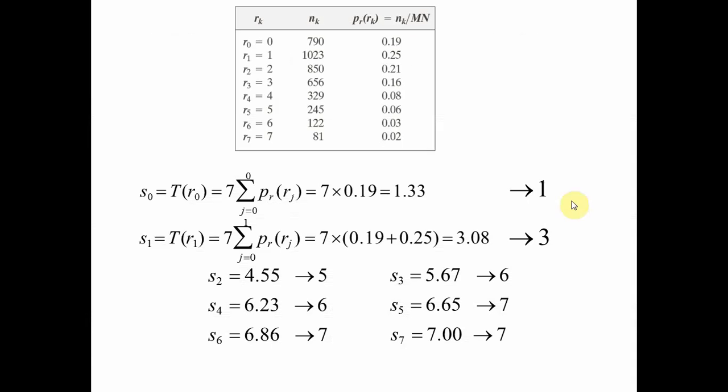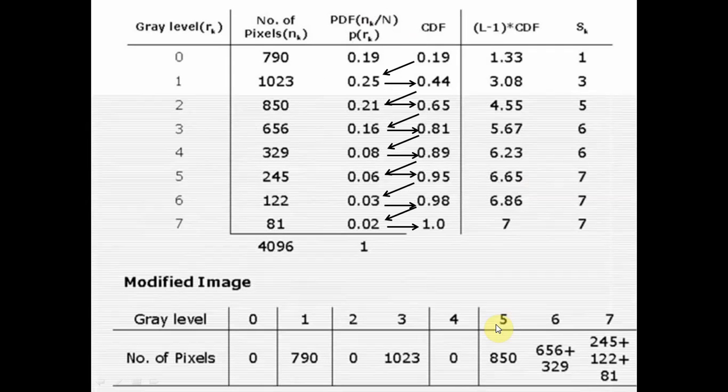This is one of the methods to get the new values. After rounding up and rounding down, you will get the new values. Another method is to form a table with the gray level values 0 to 7, then the number of pixels, and the total number of pixels, 4096. Then the PDF, which is nothing but the normalization, the probability of occurrence. 790 divided by 4096 is 0.19, 1023 divided by 4096 is 0.25, and 850 divided by 4096 is 0.21.